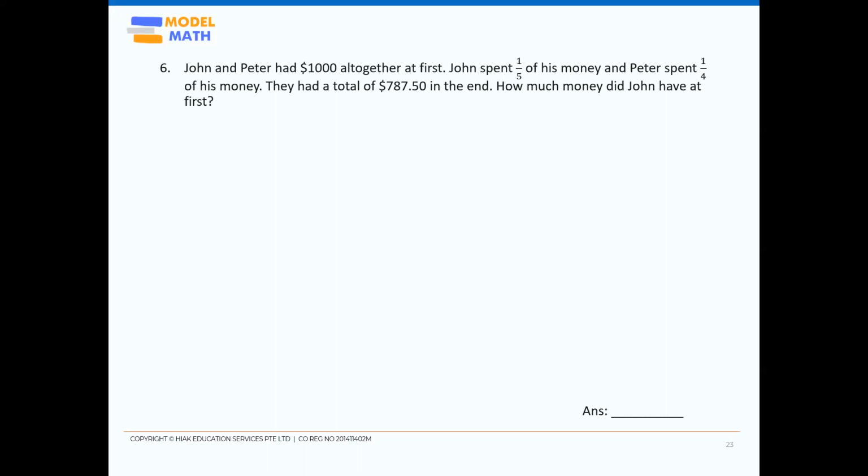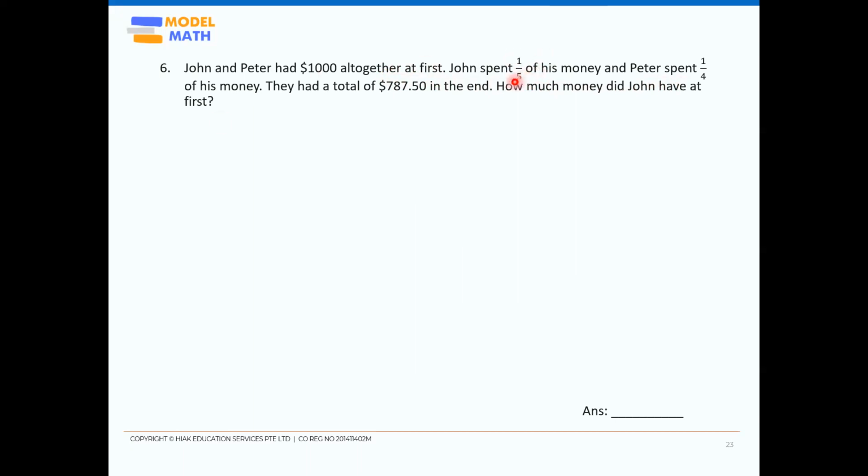John and Peter had $1,000 all together at first. John spends 1/5 of his money and Peter spends 1/4 of his money. They had a total of $787.50 in the end. How much did John have at first?